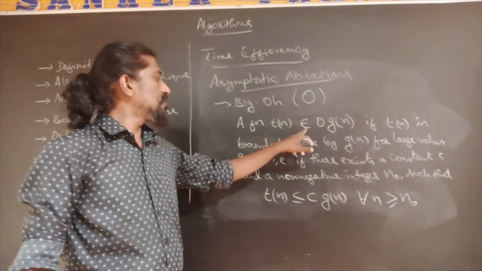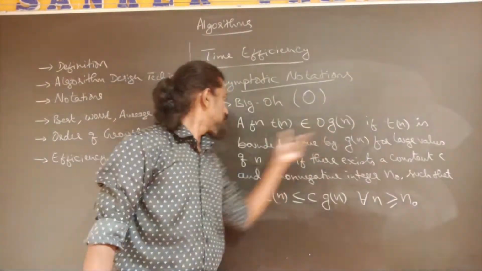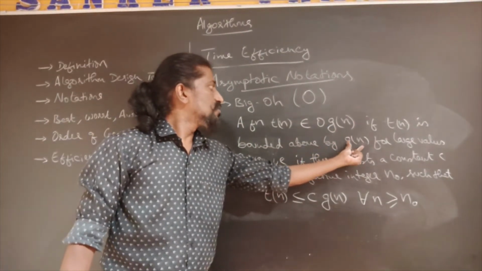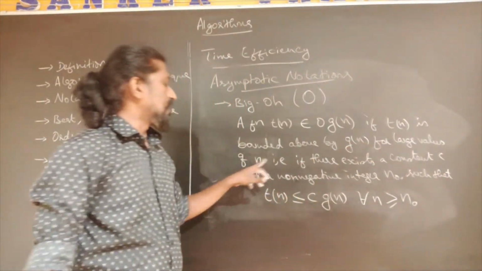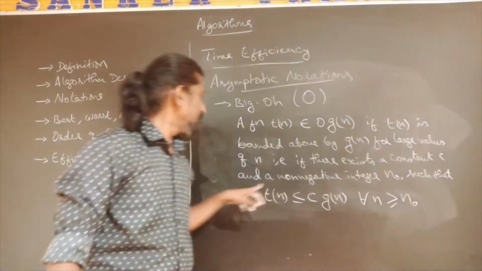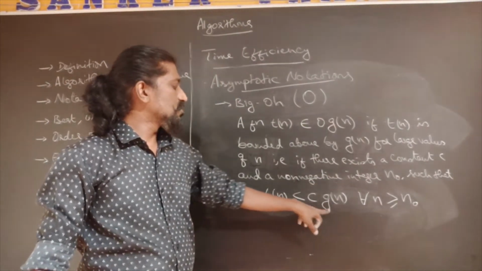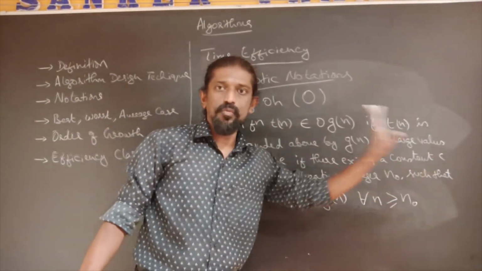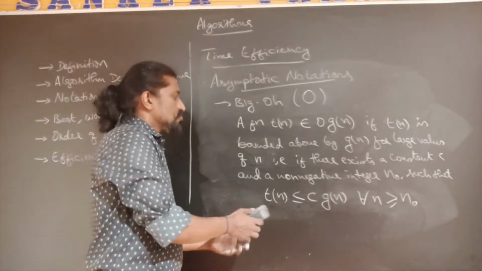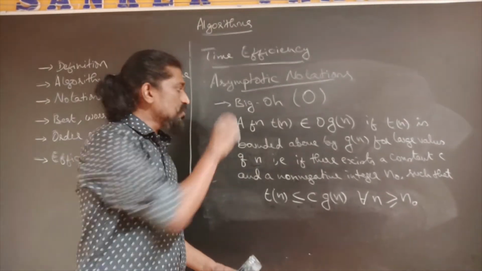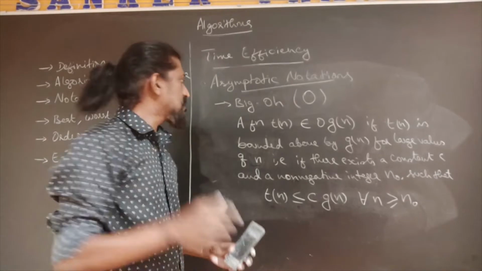A function t of n is said to belong to O of g of n if t of n is bounded above by g of n for large values of n. That is, if there exists a constant c and a non-negative integer n0 such that t of n is less than or equal to c into g of n for all n greater than or equal to n0. We will try to understand this in a much simpler way by taking some general example.